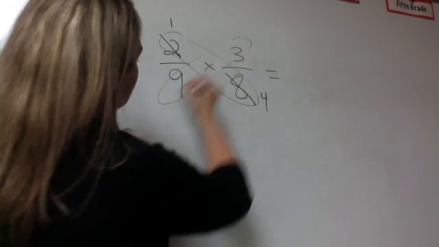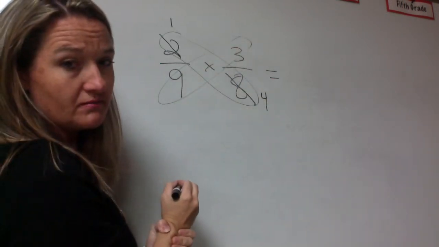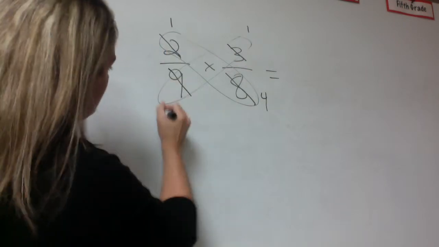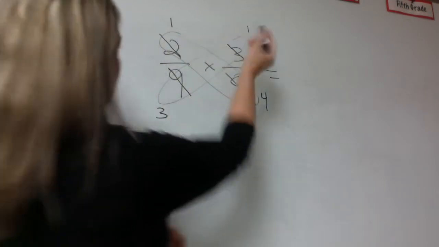Okay, now let's look at 3 and 9. Do they have any factors in common? Yeah, they have 3. Okay, so how many 3's go into 3? 1. How many 3's go into 9? 3. Okay, so now we've got 1 and 1.